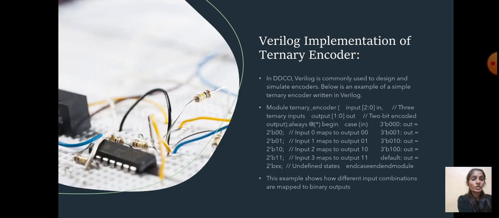Next, the Verilog implementation of the ternary encoder. In DDCO, Verilog is commonly used to design and simulate encoders. Below is an example of a simple ternary encoder written in Verilog. Here we can see the example of how Verilog works for a ternary encoder. This example shows how different input combinations are mapped into binary outputs.